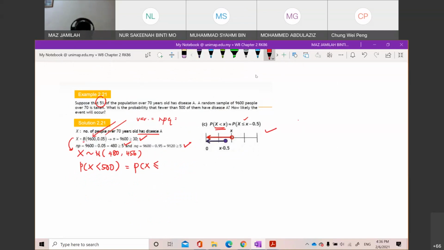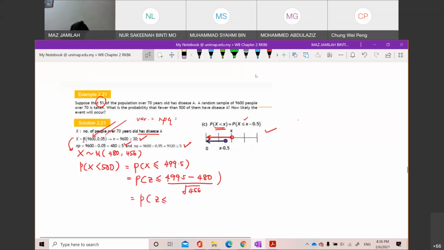So less than or equal to 500 minus 0.5 becomes 499.5. Okay, so transform this into your Z transformation. So P(Z) becomes 499.5 minus 480 divided by the square root of 456. Okay, so you will get P(Z less than or equal to 0.91).